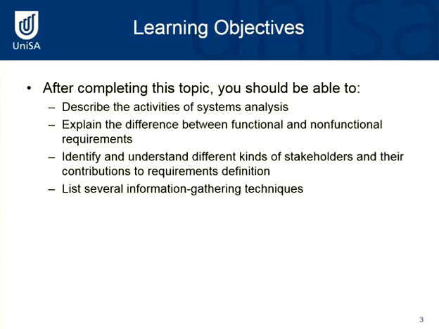You need to be able to identify and understand different kinds of stakeholders and their contributions to requirements definition. In an organisation, there are lots of people that we need to liaise and interact with. It's really important not only to liaise and interact, but to actually know who your stakeholders are, so you can talk to the right people. If you're not talking to the right people, you're not getting the right message and the right scenario built up to understand what the requirements are and what's happening.